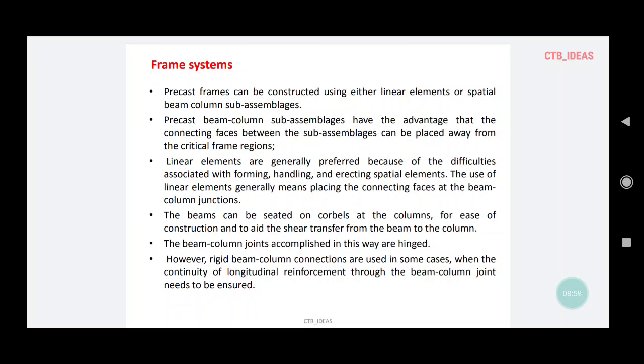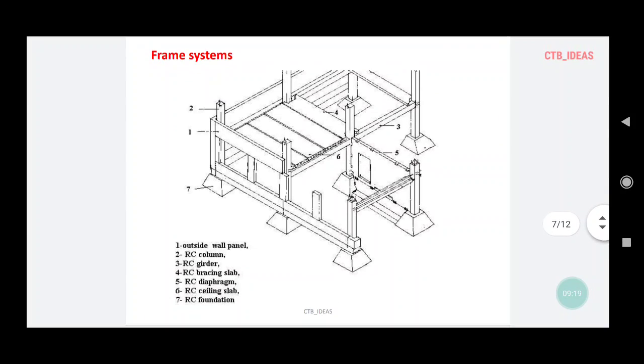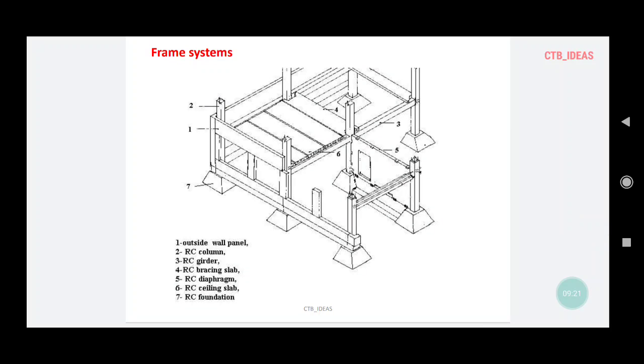However, rigid beam column connections are used in some cases when the continuity of longitudinal reinforcement through the beam column joint needs to be ensured. So this depends upon the various manufacturers, how they are going to provide the joinery for that particular precast RCC element. This thing is already explained.